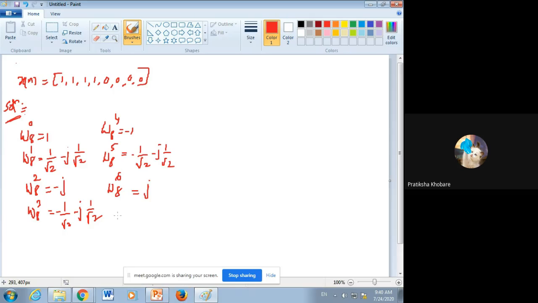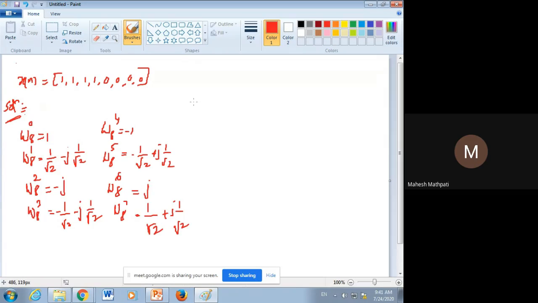So W8 raised to 5 is equal to minus 1 by root 2 plus j 1 by root 2. Okay, it is plus j 1 by root 2. Thank you, madam. Then again, W8 7 is equal to 1 by root 2 plus j 1 by root 2. Hope you all have noted this. And the diagram also I have drawn here.